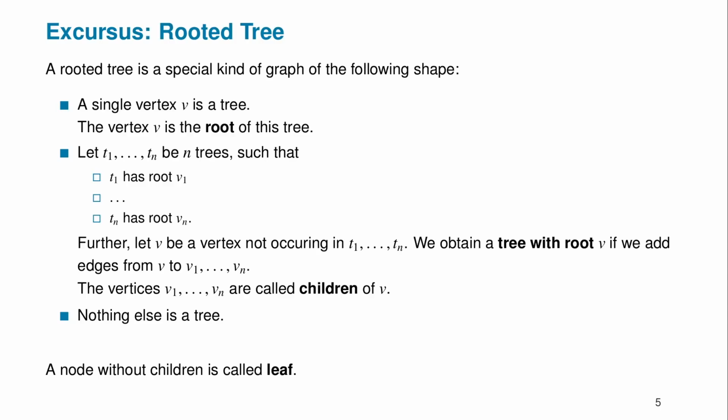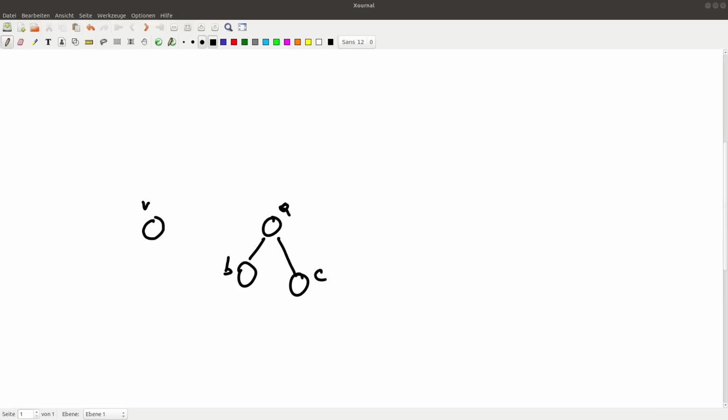Let's have a look at an example. Here I have drawn two trees. The first tree consists only of one node, which is the root, and this root node is called V. In the second tree I have three nodes. The root node is A, and it has two children, B and C. And important, if a node does not have any child nodes, then it's called a leaf.